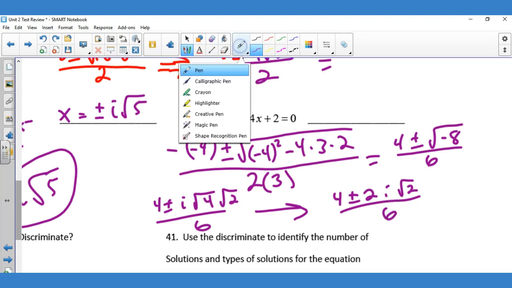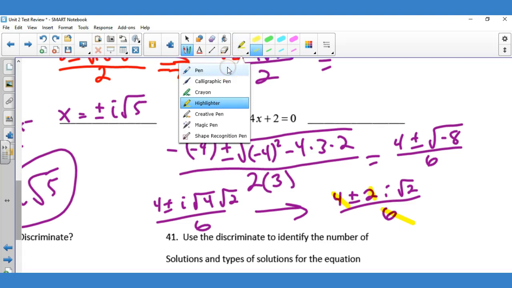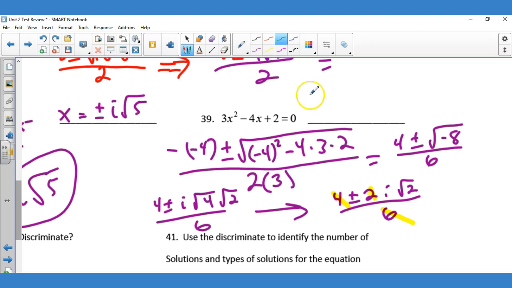Now, these three things right here are divisible by 2. Oops, man, what in the world? Let me try that again. Alright, let me try one more time. This 2 and this 6 are all divisible by 2. So if I divide everything by 2, I get 2 plus or minus i radical 2 all over 3. And there's your solution right there, guys, to 39.